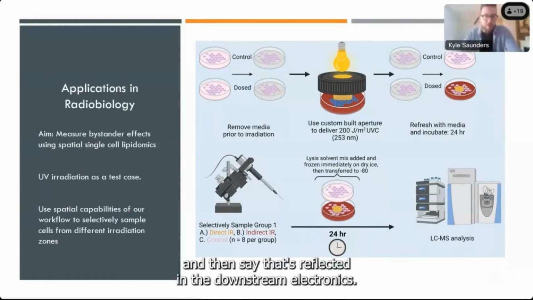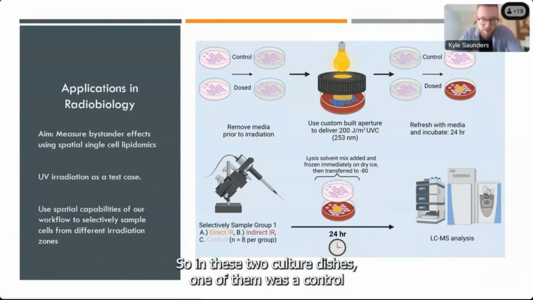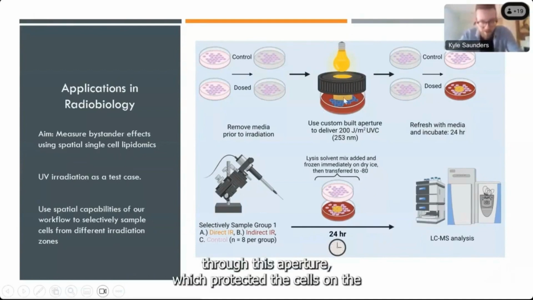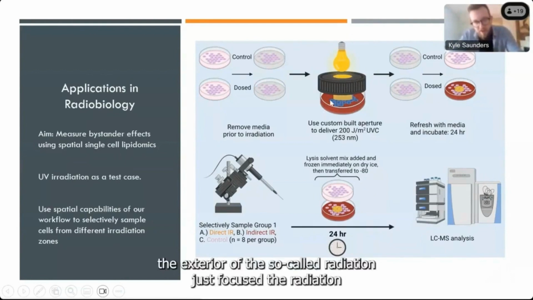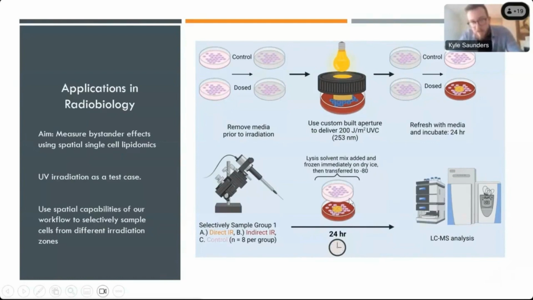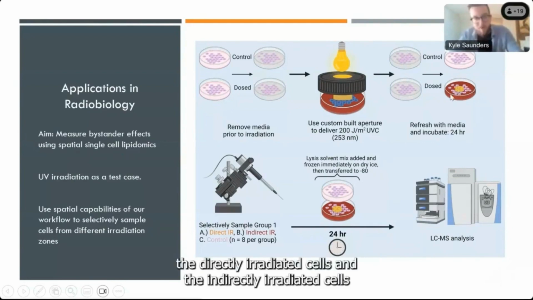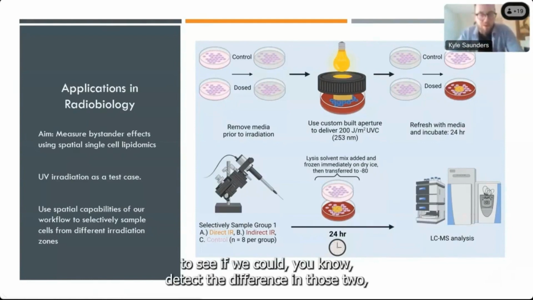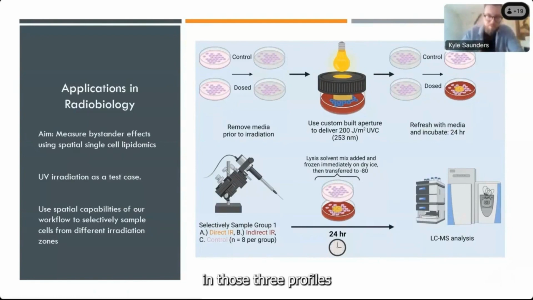and then seeing if that's reflected in the downstream lipidomics. So in these tin culture dishes, what I've done was control and most were irradiated with UV through this aperture, which protected the cells on the exterior of the cell culture dish and just focused the radiation into a selected circular area in the middle. And these cells were sampled 24 hours after exposure from the three different areas: the control, the directly irradiated cells, and what I call the indirectly irradiated cells, to see if we could detect a difference in those three profiles.